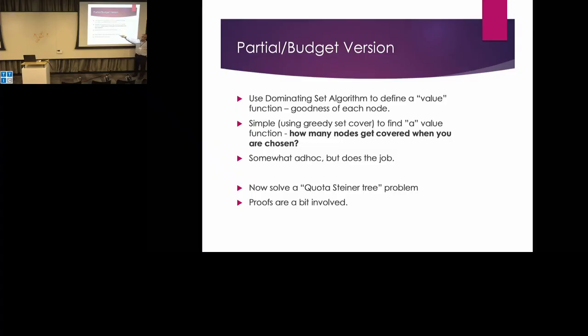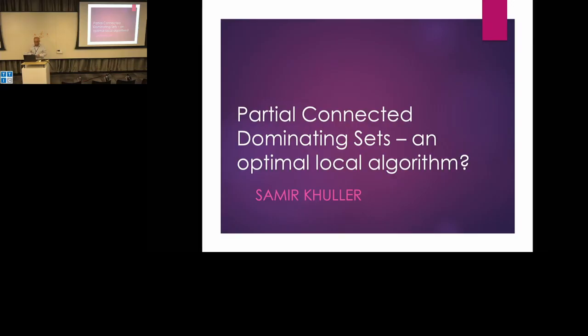And then we just map it to a problem known as quota Steiner tree, which generalizes Steiner tree, but basically says each of these nodes has some quota or a budget. That is the value you get. And I want to build the cheapest tree giving a certain value. And we run this algorithm on that, and it solves the problem. So the algorithm is just in one slide. The proofs are involved. Okay, so let me stop. Thank you.